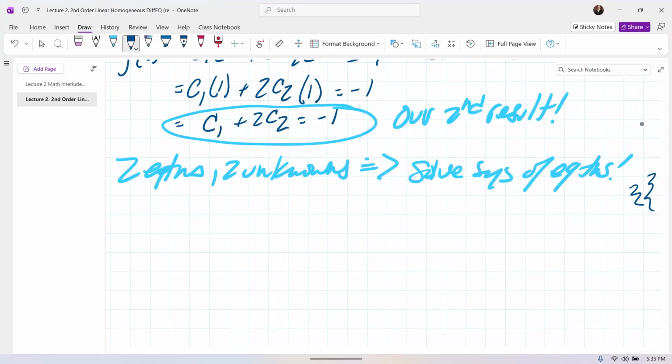All right, so we have two equations, two unknowns, and now the question is, how do we solve this? Pick your favorite way of solving systems of equations. I'm just going to do it this way.